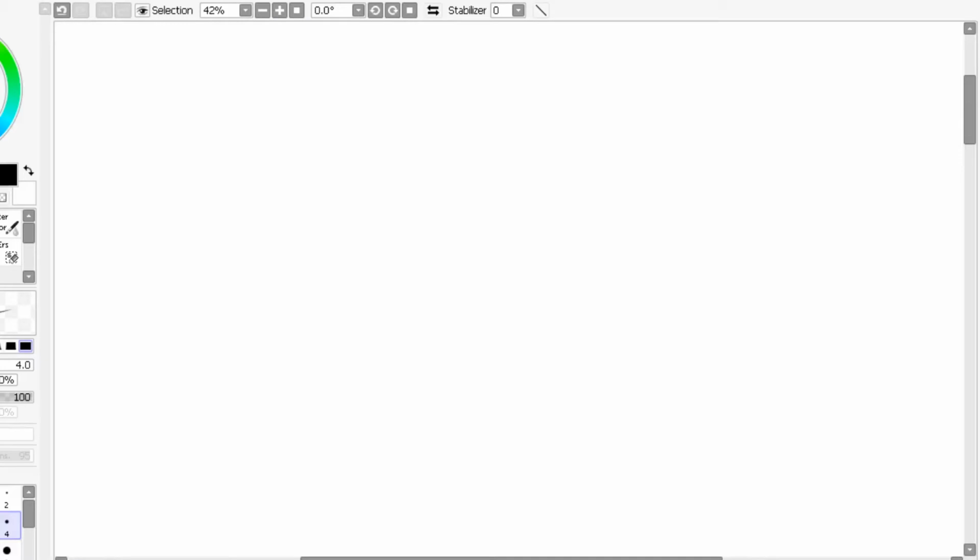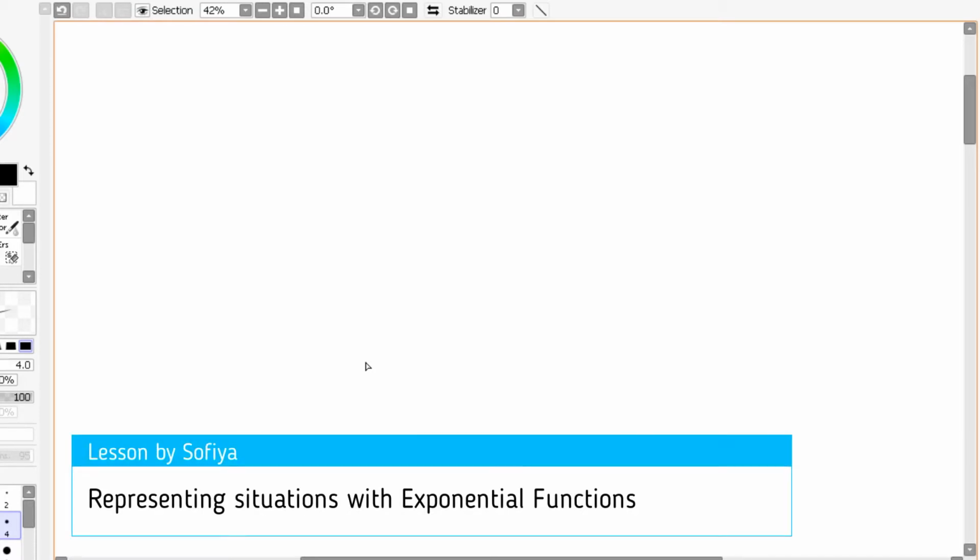Exponential functions are useful because there are several phenomena that can be modeled by exponential functions, such as population growth or radioactive decay. Here are some tips for thinking about exponential functions that will help you in understanding word problems and how to work with them.